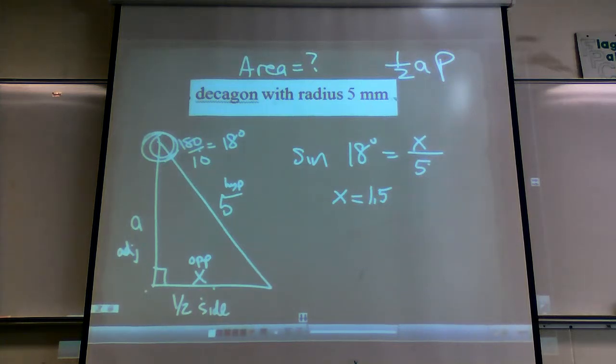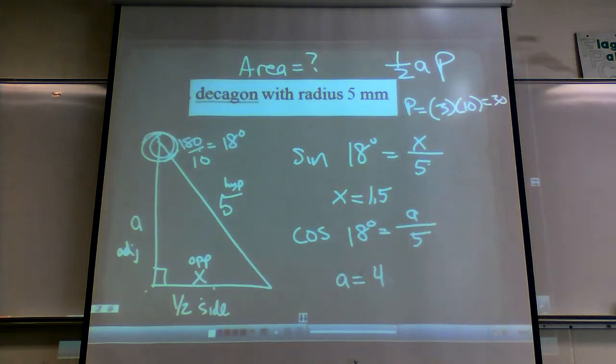All right, so when I do perimeter here, my perimeter is going to be the entire side length, which is what? 3 times the number of sides, which is 10. So that is 30. Okay? Just like the last one, guys, cosine finds the apothem. 5 times cosine 18, 4.8. And that's all the work right there. Okay, I just got to take those numbers now, plug them into the area formula. So I know my area is going to be 1/2, 4.8 times 30.